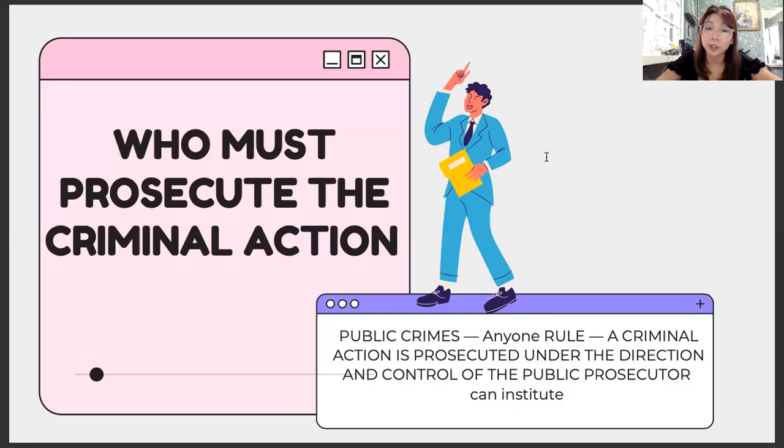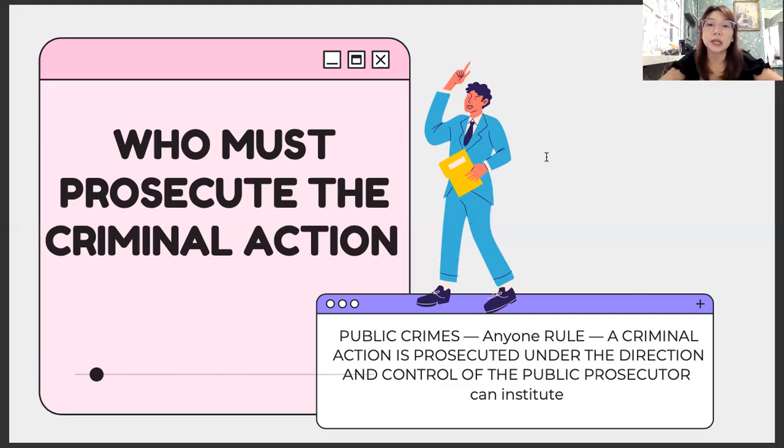So when the private prosecutor is authorized in writing to do so. A private prosecutor may prosecute the criminal action up to the end of the trial, even in the absence of the public prosecutor, if he is authorized to do so in writing. A written authorization shall be given by either the chief of the prosecution office or the regional state prosecutor. The authorization, however, must be approved by the court. The written authorization may be given either because the public prosecutor has a heavy work schedule or there is a lack of public prosecutors. But this authority can be revoked or withdrawn.